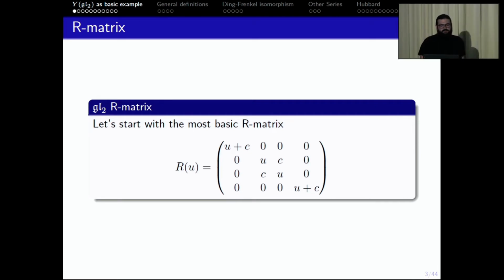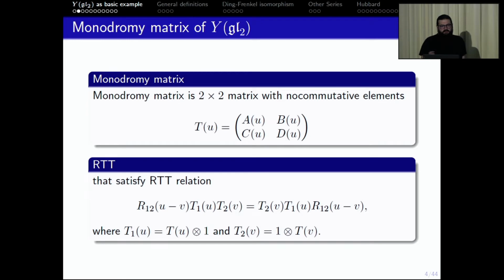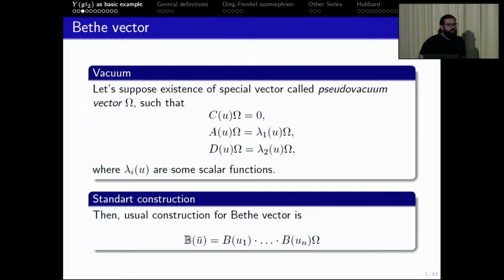We use the simplest R-matrices. We have the usual algebraic Bethe ansatz. We have 2 by 2 monodromy matrices, and they satisfy the RTT relation. It's usual stuff, and we work in the algebraic Bethe ansatz approach. It means that we suppose the existence of a pseudo-vacuum vector with special properties: the lower part of the monodromy matrix annihilates it, A and D act in a diagonal way, and operator B produces new states. It's like a creation operator, so it's usual.